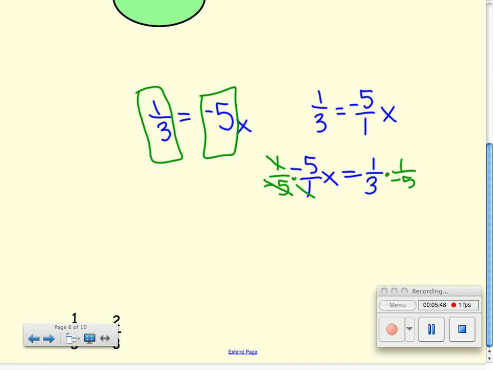This all cancels out, and I get x is equal, I can't cross simplify at all, so I get 1 times 1 over 3 times negative 5, 1 over negative 15. That should help you with any kind of problem that you have in your 5.8 homework.